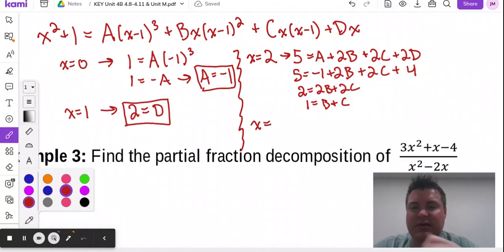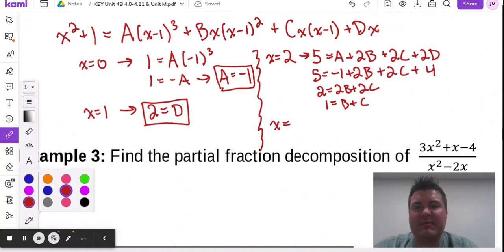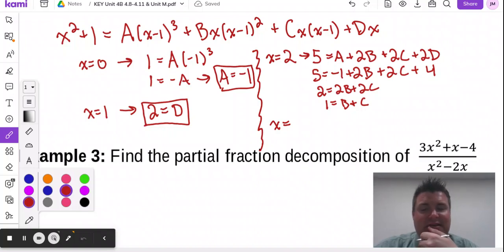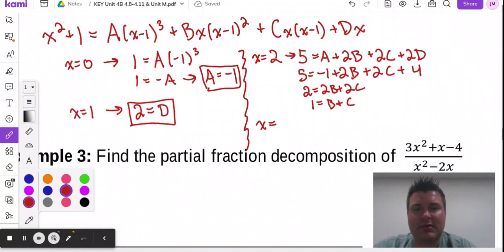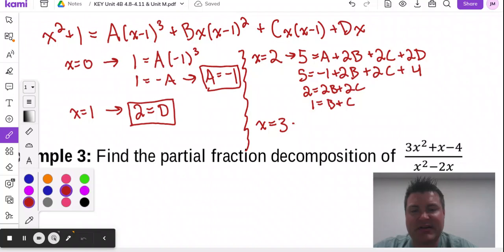You can pick really anything you want. -1 might be a good option. I did not pick that. I picked 3. It's easier for me to stay positive. So I'm going to get 10 on the left-hand side because 3 squared plus 1 is 10 equals, and then I'm going to get 2 cubed, which is 8a. Great, because I already have a, so not a big deal.